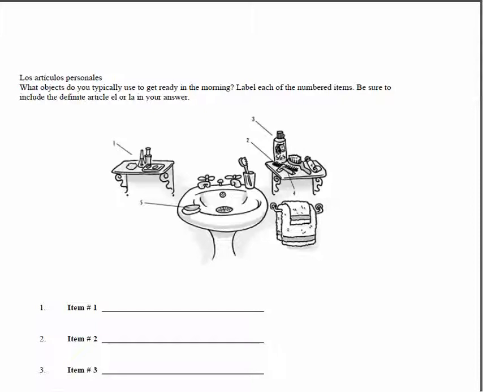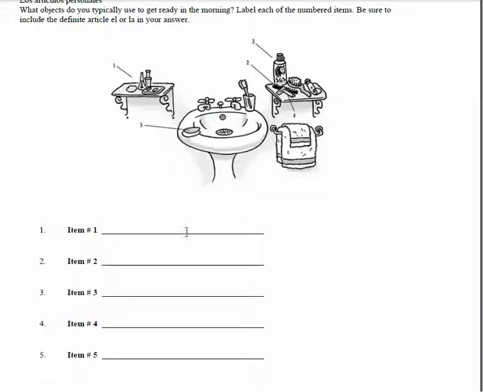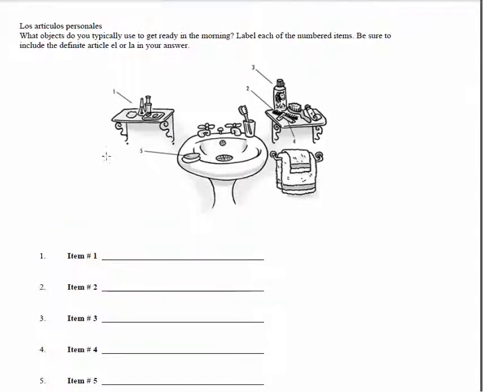It has different items that you use in the morning to get yourself ready, like a toothbrush or maybe you're using makeup or shaving cream. And then down below, what you're going to do is write what it is. So whatever number 1 is is what you would put here, and whatever number 2 is is what you would put here. Okay? And if you can't tell what it's pointing to, that's something that you can ask me during the test.